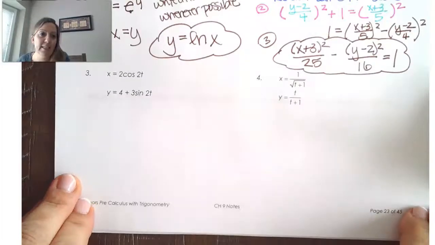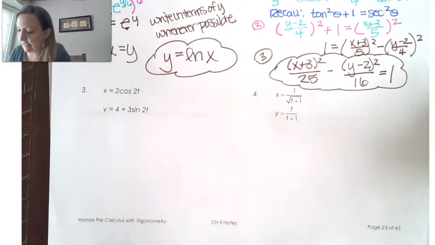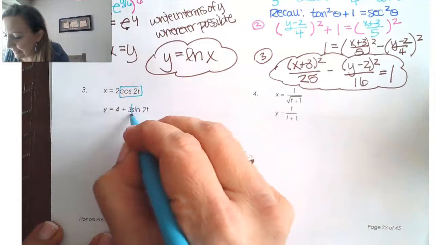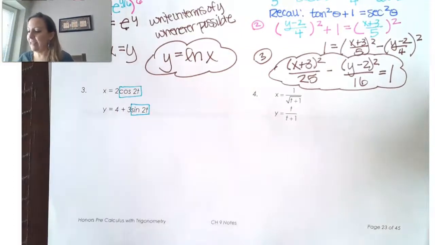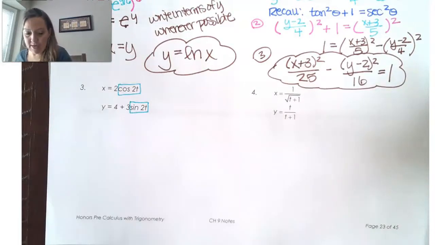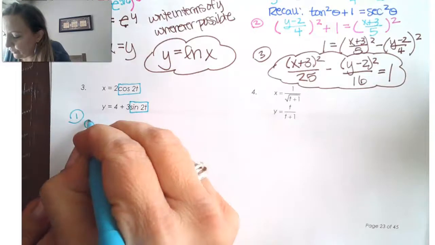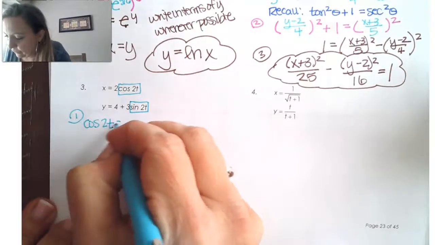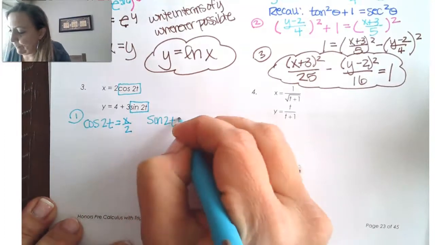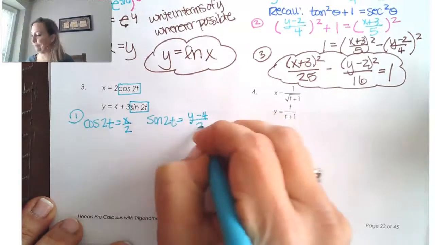So let's use that same thought process in number 3. I'm going to isolate the cosine of 2t and the sine of 2t. And this doesn't have to be 2t. This could be anything as long as they match. So let's use that idea again. The cosine of 2t is x over 2, and then the sine of 2t would be (y minus 4) over 3.